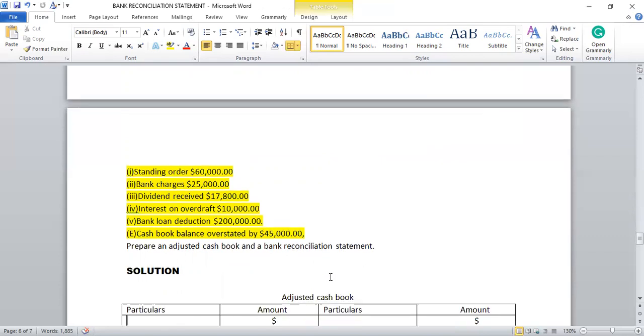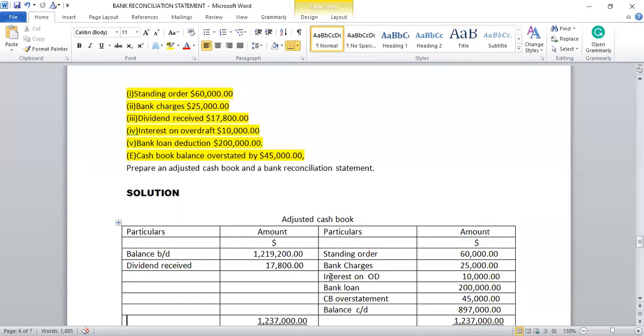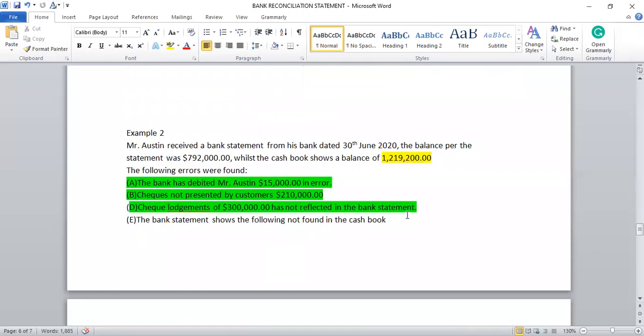Okay, so the solution. As I said, the first thing that we should do is the adjusted cash book. So we have our adjusted cash book. Particulars, amount on the debit side, the credit side, particulars, amount. Balance brought down, $1,219,200. Let's look at the balance to be sure. That's it. Okay, I told you all the yellow ones are going to the adjusted cash book.